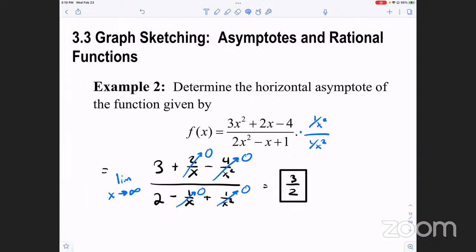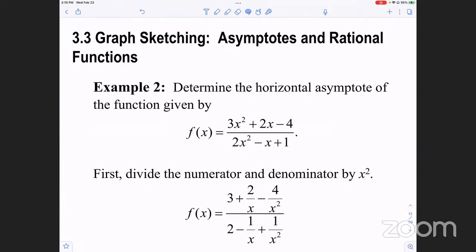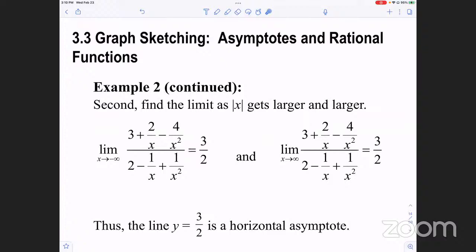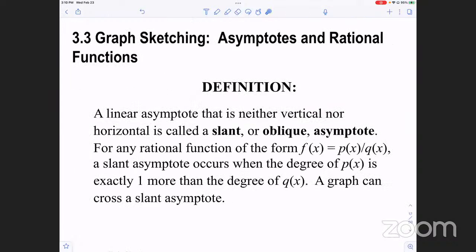And now we can do something analogous as x goes to negative infinity. Determine the horizontal asymptote of the function given by this. First, divide the numerator and the denominator by x squared. We got this, so we did the same thing. Find the limit as the absolute value of x gets larger and larger. So as x goes to negative infinity, you got 3/2. As x goes to positive infinity, you got 3/2, right? It's the same kind of argument. So thus the line y equals 3/2 is the horizontal asymptote, and we probably should have considered the negative infinity in addition to the positive infinity. Okay, this is fine. Leave as exercises for you.